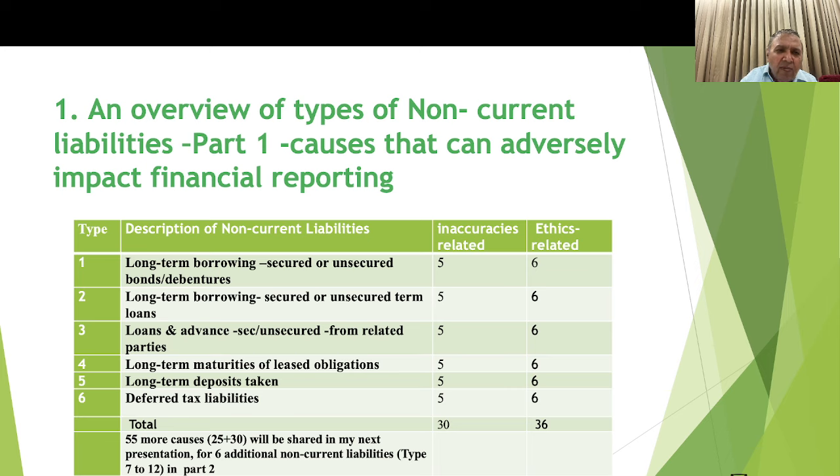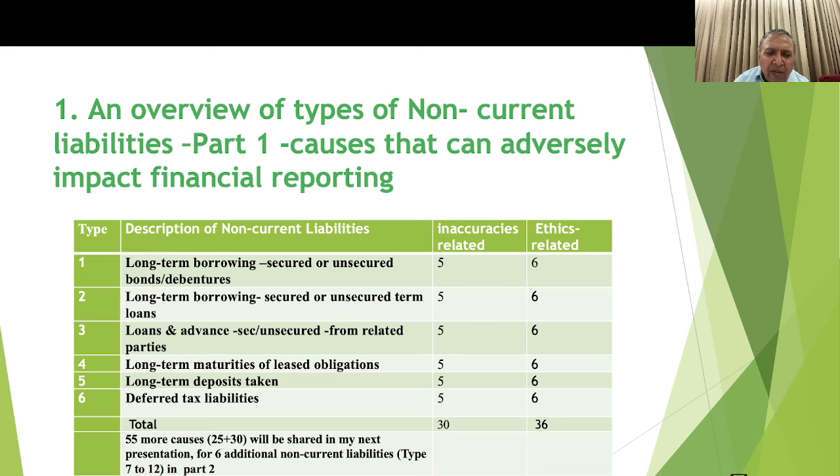For example, in row number 1, long term borrowing, secured or unsecured bonds and debentures, 5 causes have been identified under the inaccuracies and 6 identified under the ethics related. Number 2 is long term borrowings, secured or unsecured term loans, 5 causes inaccuracy related, 6 causes ethics related. Loans and advances, secured and unsecured from related parties, 5 inaccuracy related, 6 ethics related. Long-term maturities for lease obligations, 5 inaccuracy related, 6 ethics related, and so on and so forth.